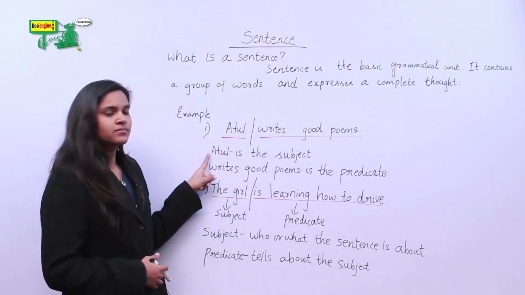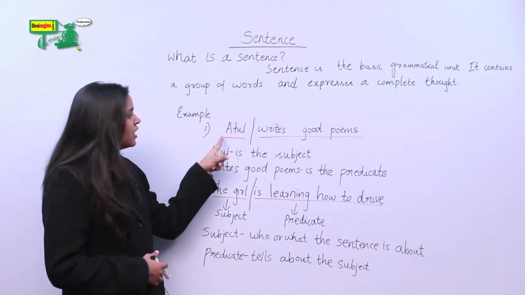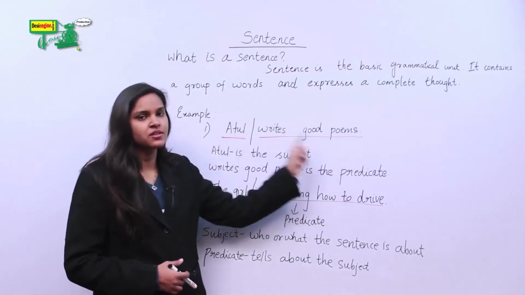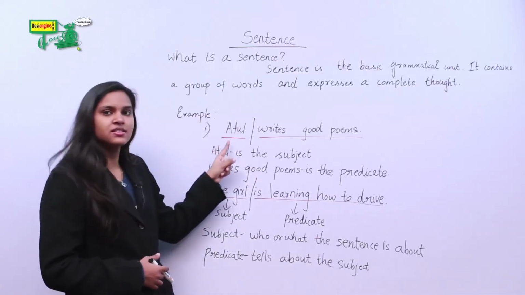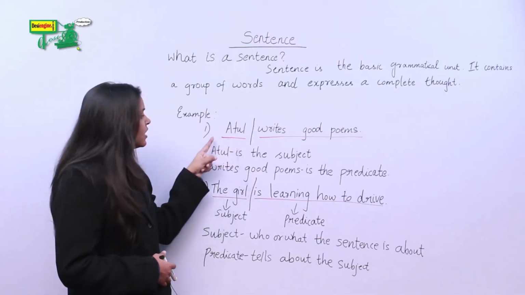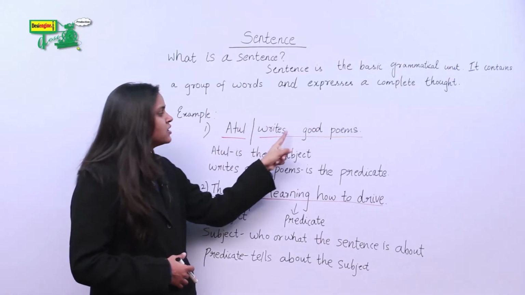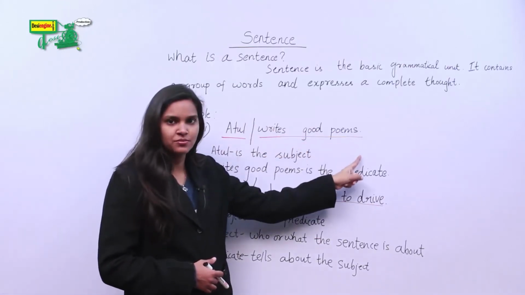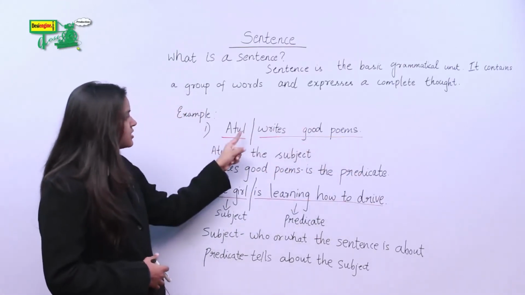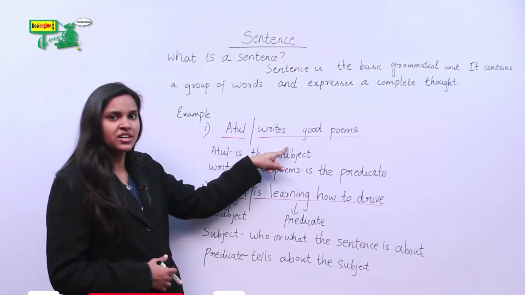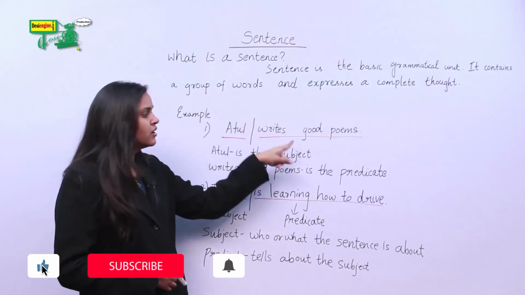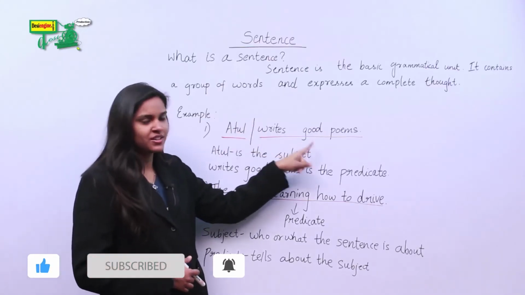For example, in this sentence, Atul writes good poems, Atul is the subject because the sentence is about Atul. And the predicate is writes good poems because this talks about the subject. What does it tell us about the subject? That Atul writes good poems.